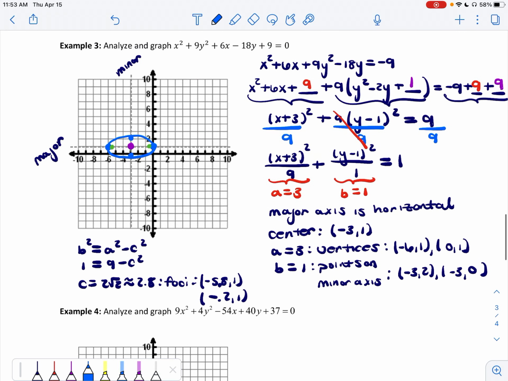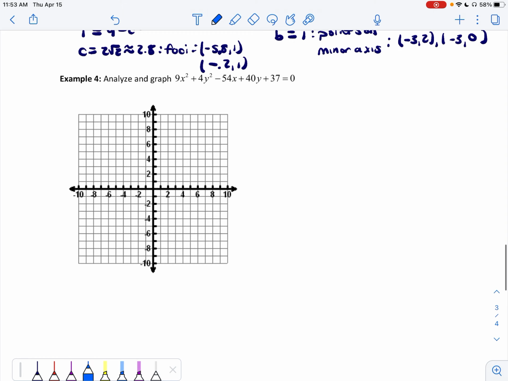Okay. All right, let's take a look at example 4. I'm not going to go through this whole example, but I at least want to go through the part of completing the square with you and putting this in standard form. And then I'll leave the whole process of graphing it for you guys to try on your own. Okay. All right, so again, analyze and graph.